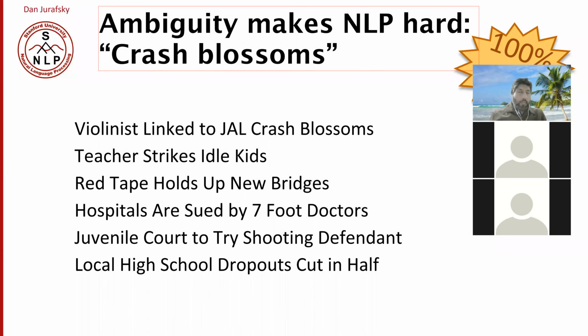Okay, so one of the difficulties with processing natural language is ambiguities. Natural language is quite ambiguous. And crash blossoms, basically these are headings primarily, or they could be any other sentences or paragraphs, which are very easily misinterpreted or ambiguous. These are some examples given here.